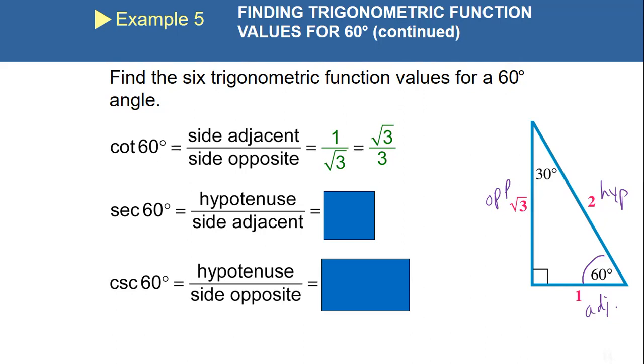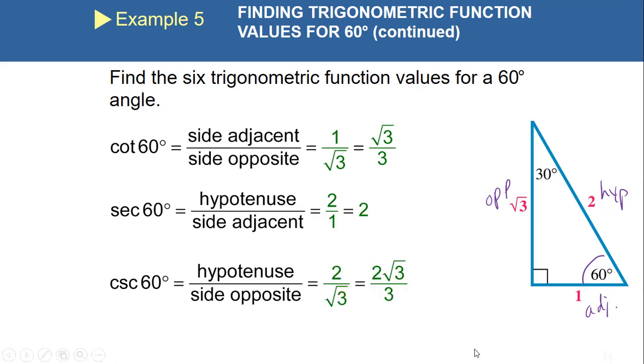Okay, what is the secant of 60? 2 over 1, so it just becomes 2. What is the cosecant of 60? So 2 square root of 3 over 3, and that's because you have to do what? You gotta rationalize. So you ended up with 2 over square root of 3, and we gotta multiply the numerator and the denominator by square root of 3. And that's all 6 of our 60.